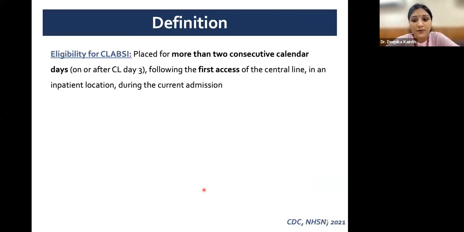So a very easy definition was provided by CDC 2021, which was also adapted by the National Healthcare Safety Network, in which a line, if it was placed for more than two consecutive days after the first access, becomes eligible for CLABSI. Which means that a line is placed on day zero after the baby is admitted, and till day three of admission, the line is still in place, and it has been continuously used for infusion. So it has to be accessed. It is not that a line is in place and nothing has been done with it, and it becomes eligible. So there are two important points. One is at least 2 days, and it has to be accessed continuously following the first access for it to be eligible for CLABSI.